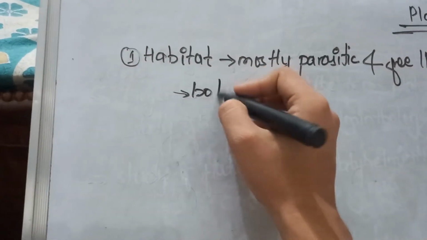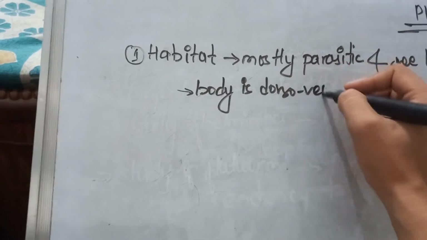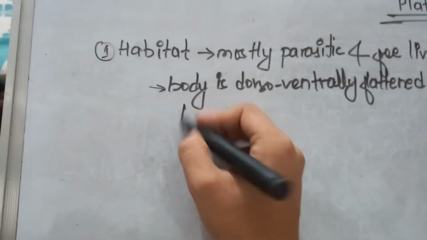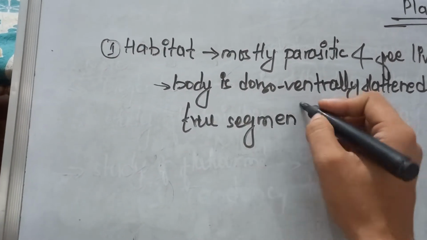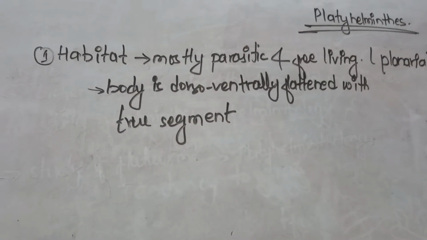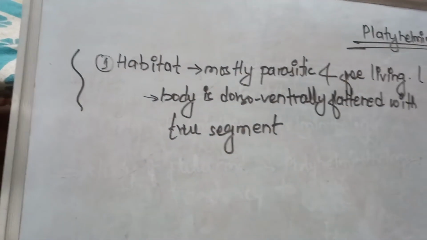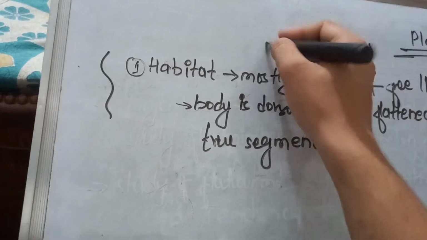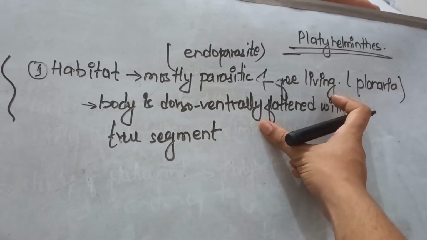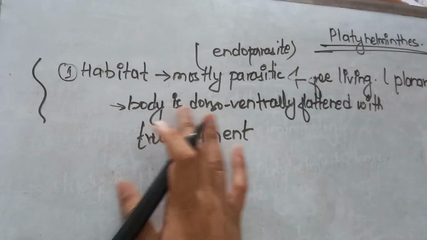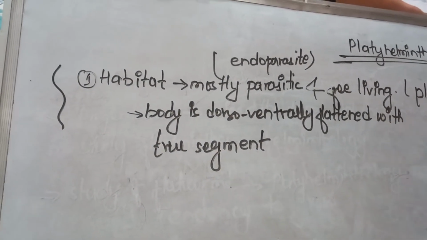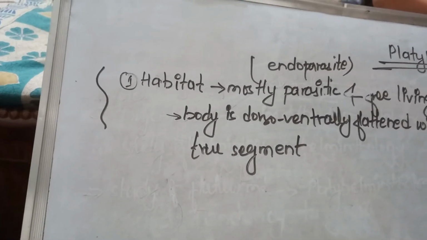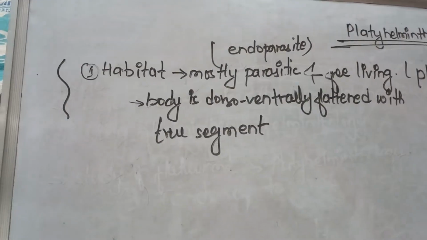Likewise, body is dorsoventrally flattened with true segment. This is the habitat. First topic, habitat: they are mostly parasitic, mostly endoparasite, free living example planaria. And body is dorsoventrally flattened.